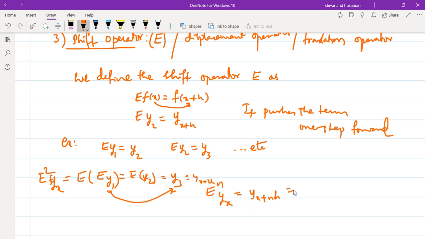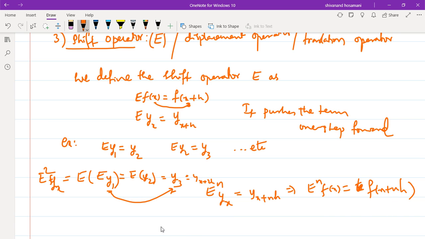Or, if you take it as f of x instead of y of x, this is easier to understand. You are operating the shift operator on f of x. If you apply it one time, it is x plus h. If you operate two times, it is x plus 2h. If you apply three times, it is x plus 3h, and so on. So this is going to be f of x plus nh.